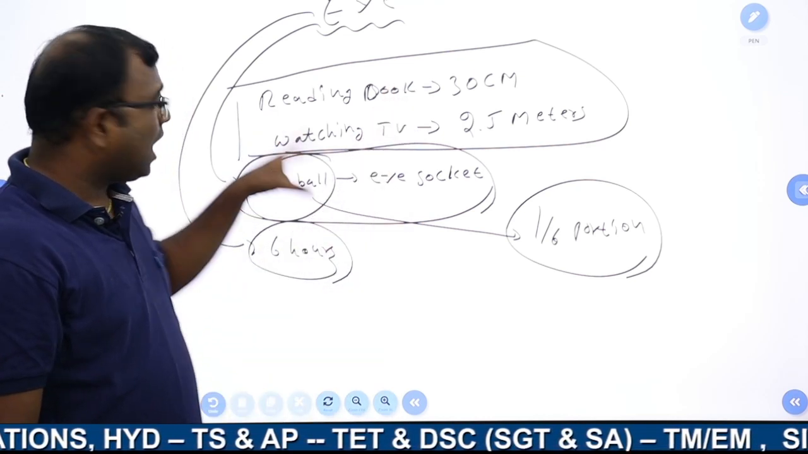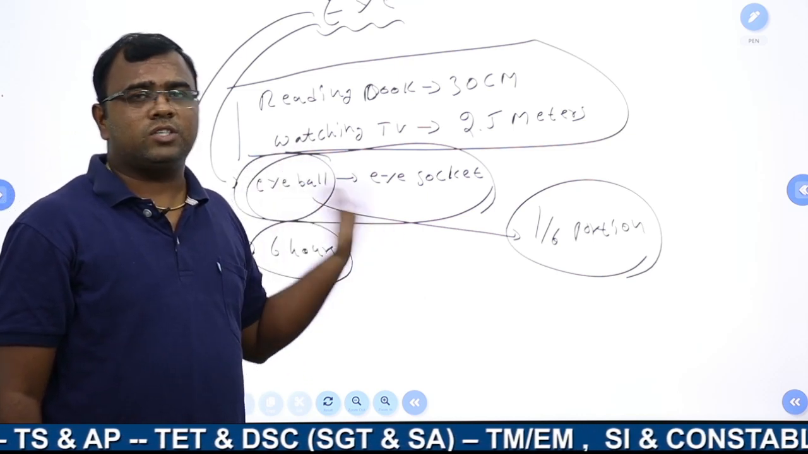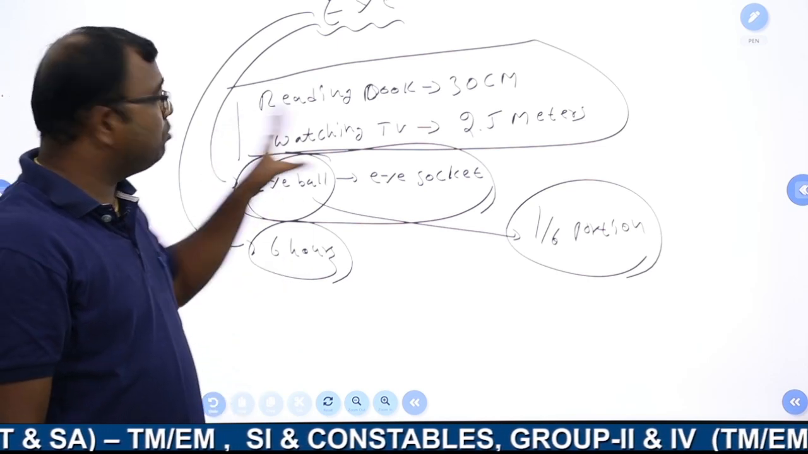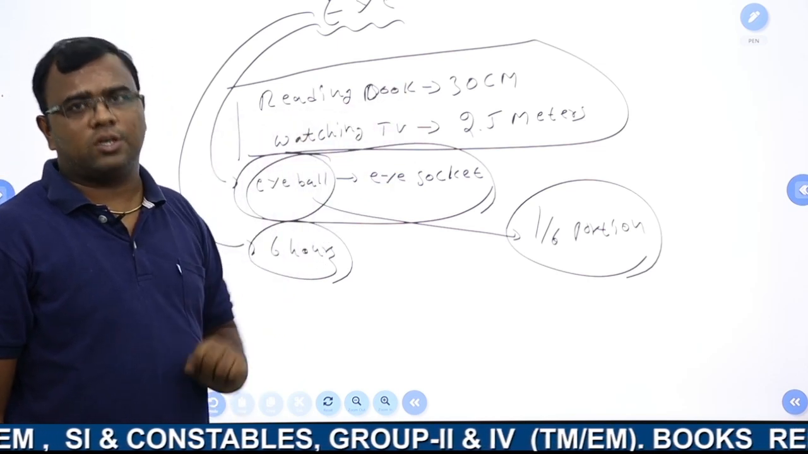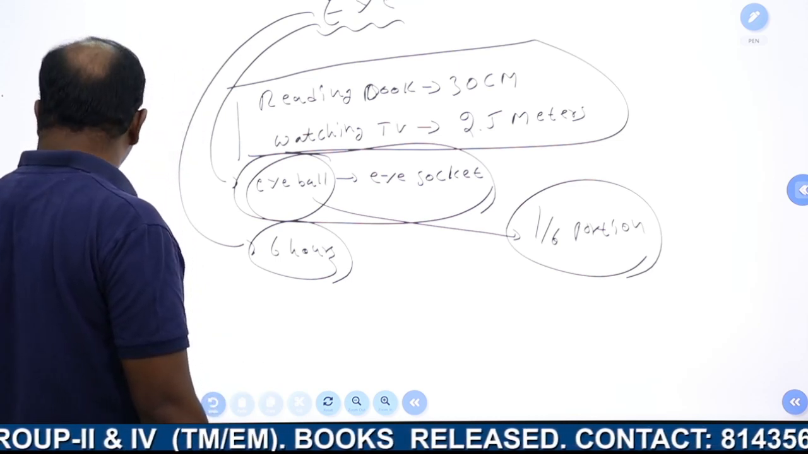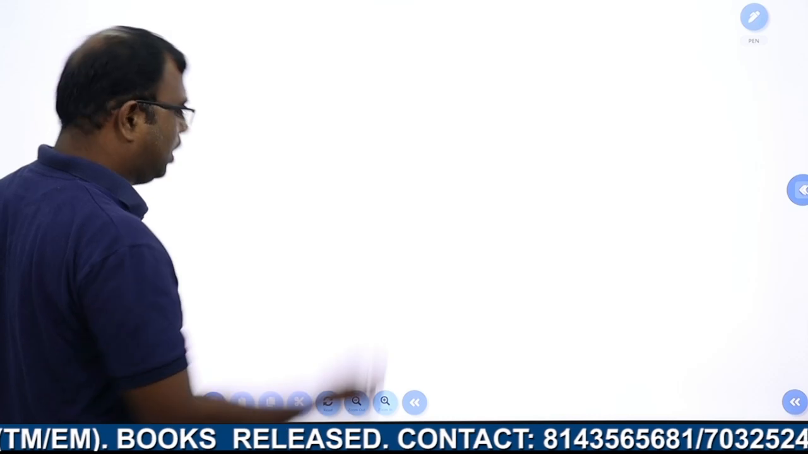Okay, eye structure. What is the structure of the eye? I am explaining about the diagrammatic part of eye structure.